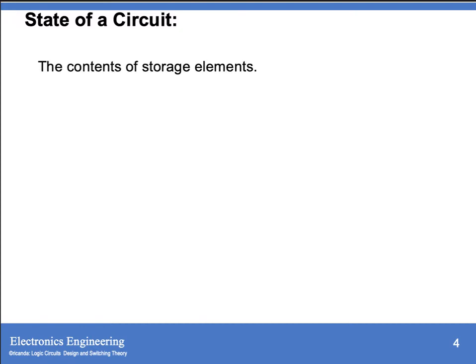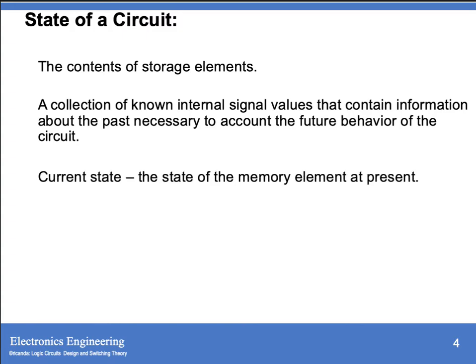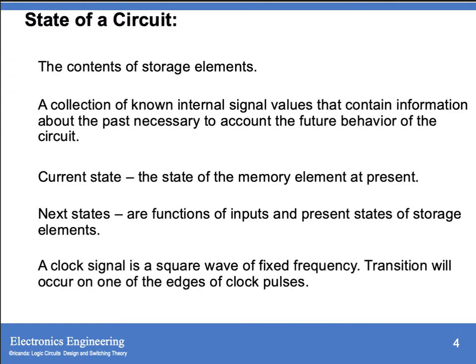So what are the contents of the storage element? It is a collection of known internal signal values that contains information about the past necessary to account for the future behavior of the circuit. So these are the current state. It is the state of the memory element at present. The next states are a function of the inputs and present states of the storage element, and the clock signal is a square wave of fixed frequency. Transitions will occur on one of the edges of the clock pulses.